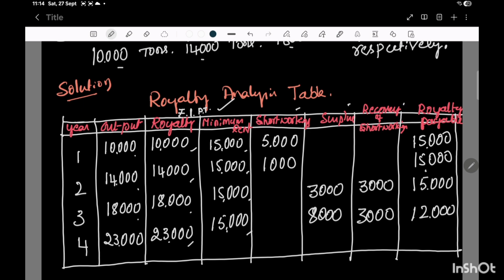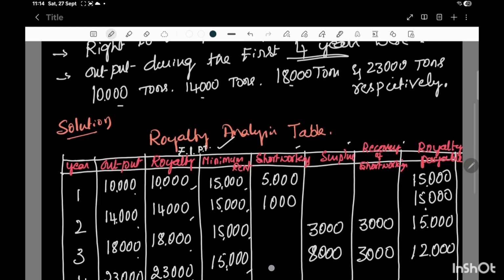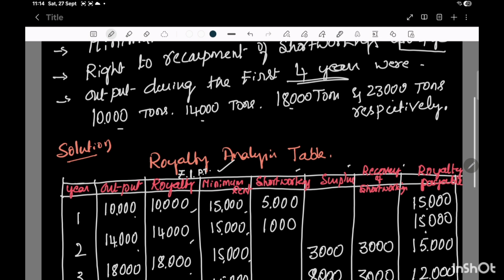Okay, how are we going to get the short workings? It is defined as excess of minimum rent over royalty. So in the beginning period, you have to meet the minimum rent. So when the royalty or the production is less, you are paying minimum rent. That means there will be a shortage of fund, where royalty is not equal to minimum rent. Then you are going to make payment. Whatever the payment you are going to do, that becomes the short workings.